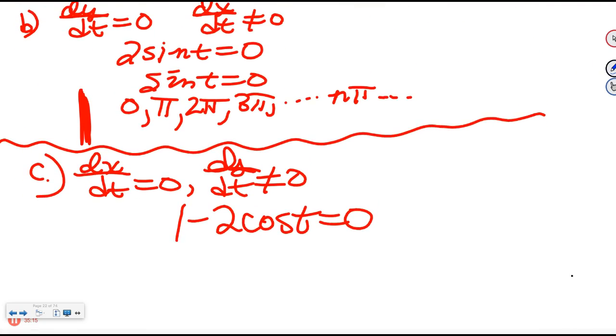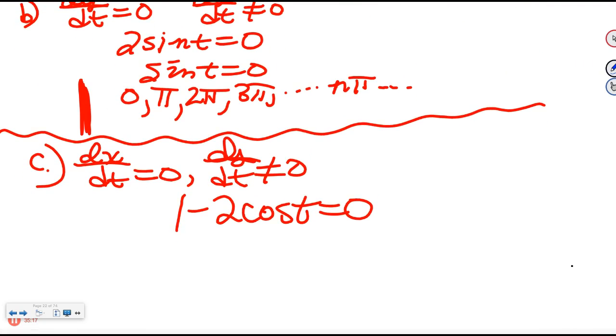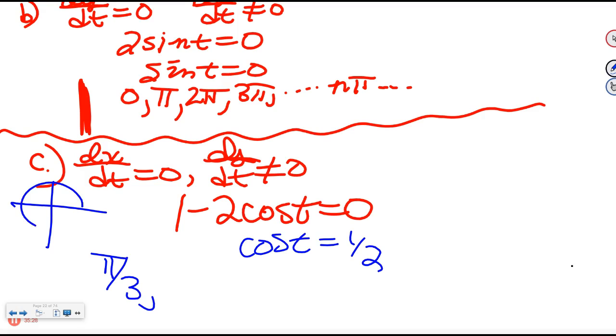Pop up a hand when you've got the first place. Where's the first place that cosine t equals 1/2? First place, pi thirds. It's getting the rest of them that some of you I still worry about, working that unit circle. The first place cosine is 1/2 is at pi thirds. The next place is over here. Where is that?